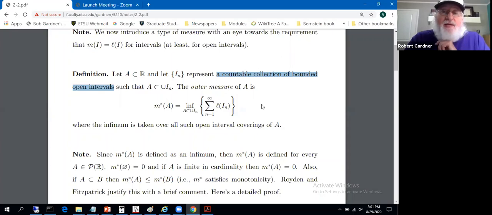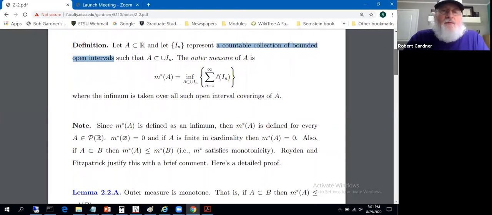If we were defining measure zero, then we could take this infimum and replace it with a for all epsilon greater than 0 and get the sum of these lengths to be less than epsilon. And that is how we define measure zero. So that measure zero stuff is consistent with this outer measure definition. First off, the outer measure of A is defined as an infimum. So the outer measure of A is defined for every set of real numbers.